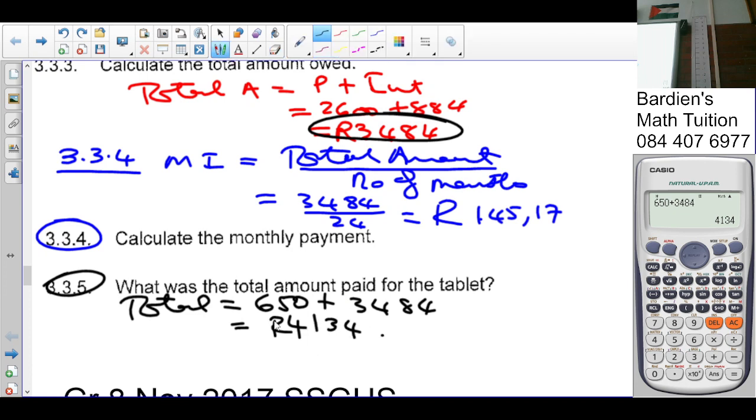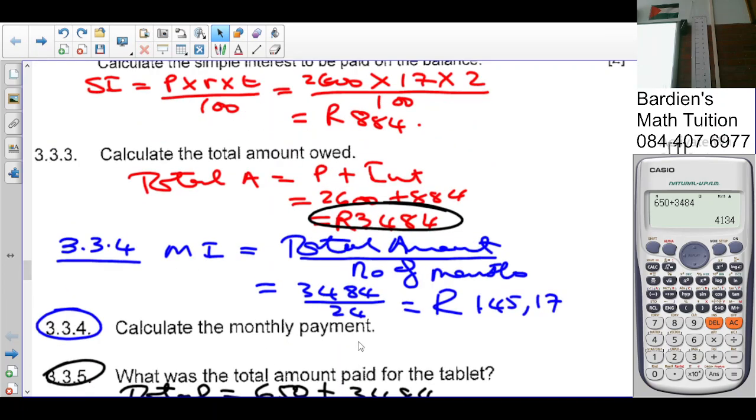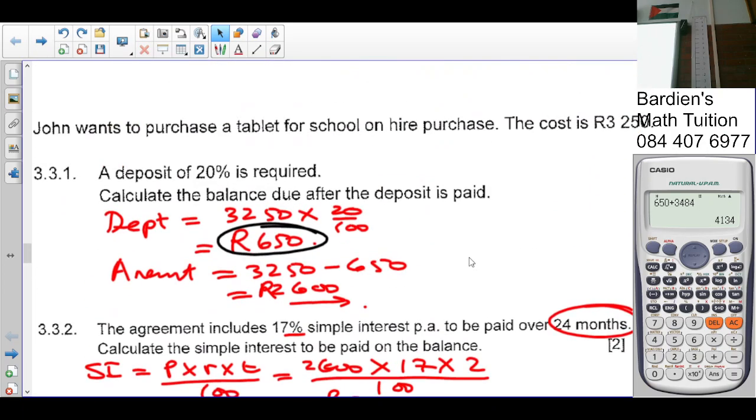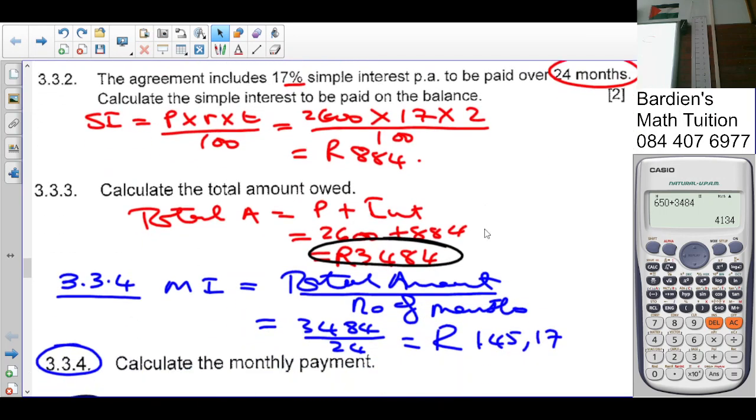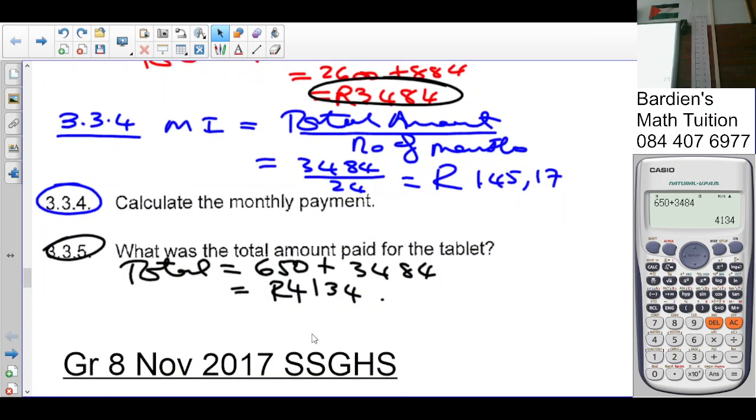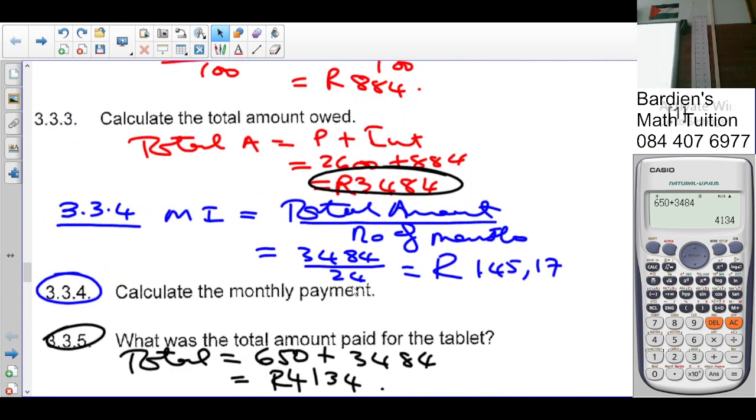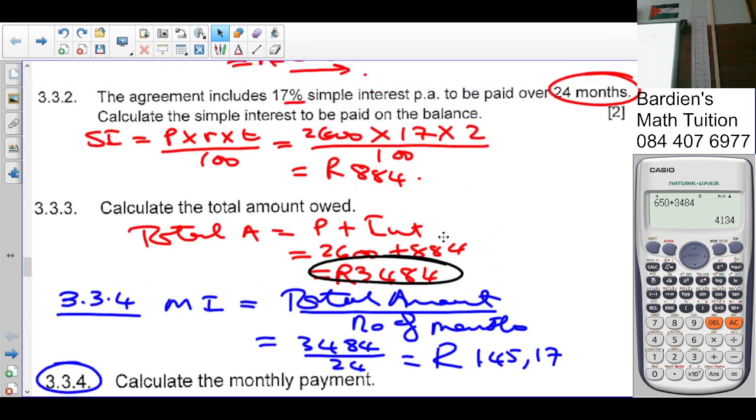4,134. Okay. Now importantly here, if we look at how much the tablet costs cash, it is 3,250. But if he goes this route, he's paying 4,134. So he's paying an extra, basically 884. Okay.